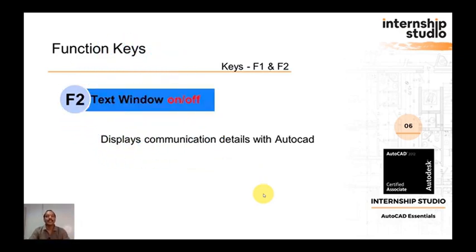Okay, right. Next function key is the text window. F2 is the button to switch the text window on as well as off. Okay, it will display the communication, whatever we did with the AutoCAD program, from the starting of the file to the present.